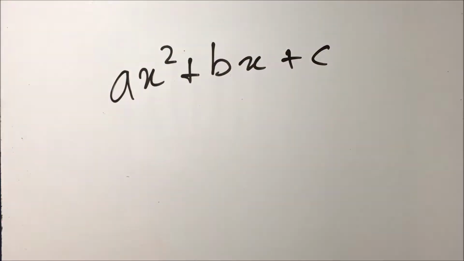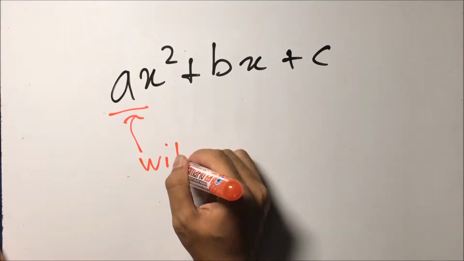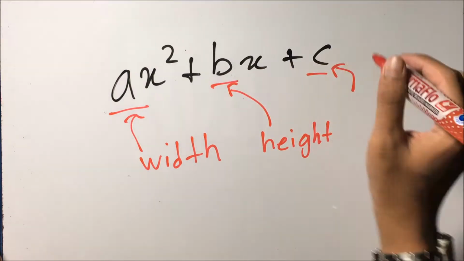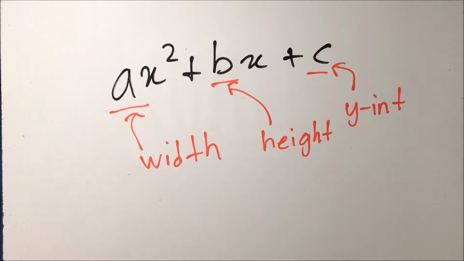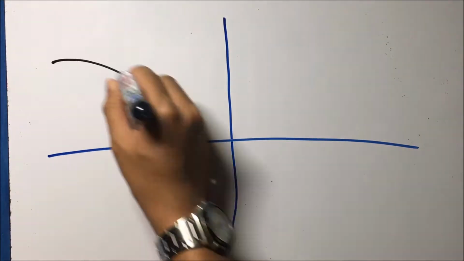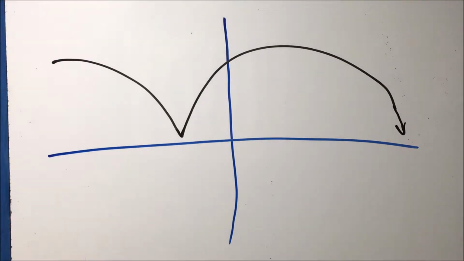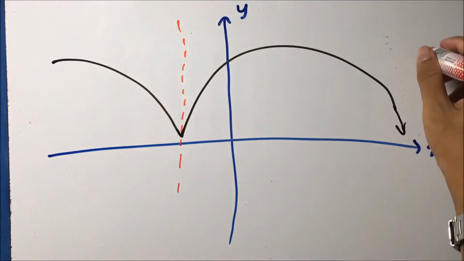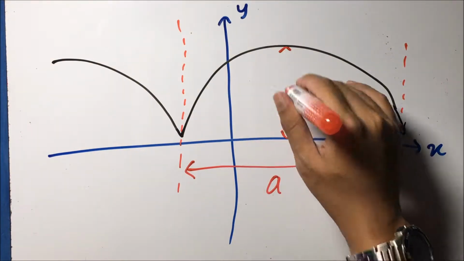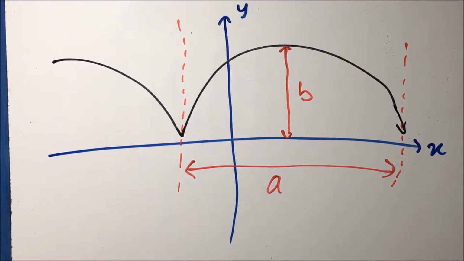So from the general formula ax squared plus bx plus c, we can conclude that a is the width, b is the height, and c is the y-intercept of the graph. So we make a Cartesian plane and we draw a graph if the ball succeeds in passing across the net. So this is the y-axis and the x-axis, and this line should be the a, the width, and the b, the height of the ball. So this is the c, the y-intercept.